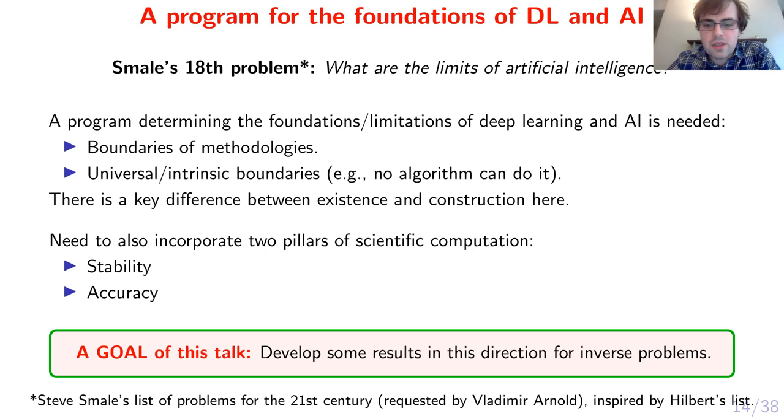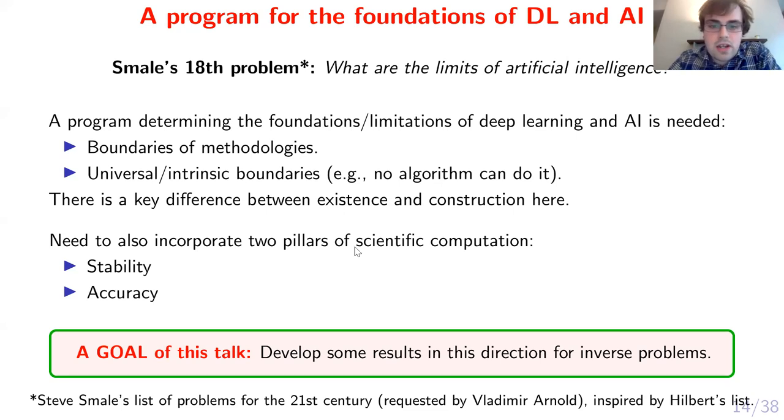Okay, so what does a program that tries to do this look like? Well, typically you have two types of results: boundaries of methodologies, so that's method X can or cannot do Y, and then universal or intrinsic boundaries. I'll give you an example of this later on. A result that says no algorithm can solve this particular problem. And there's a key difference, which will come up in the theorem, between existence on the one hand and construction.